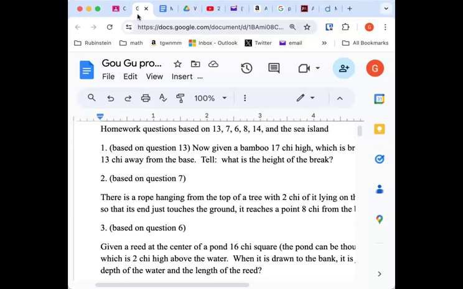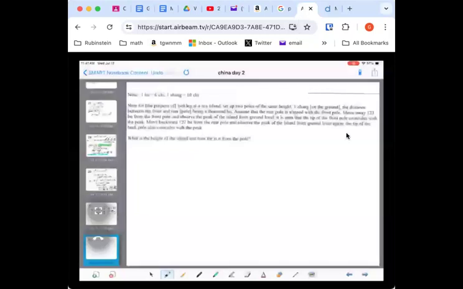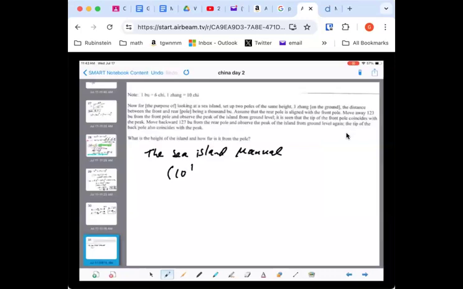is not from the 9 chapters of the mathematical arts even. But the 6th question is from a different book, which I think is called the Sea Island Manual. And this question is sometimes thought of as the 10th chapter of the 9 chapters of the mathematical arts. And this chapter was written by Liu Hui.